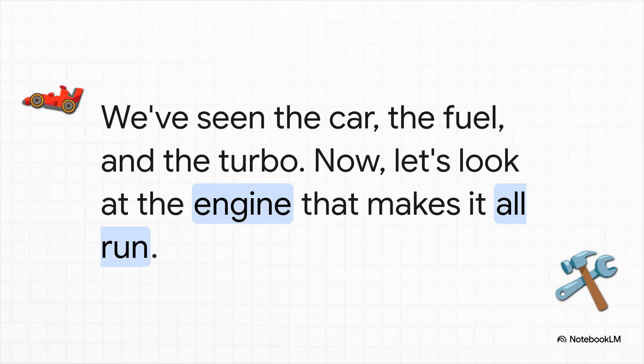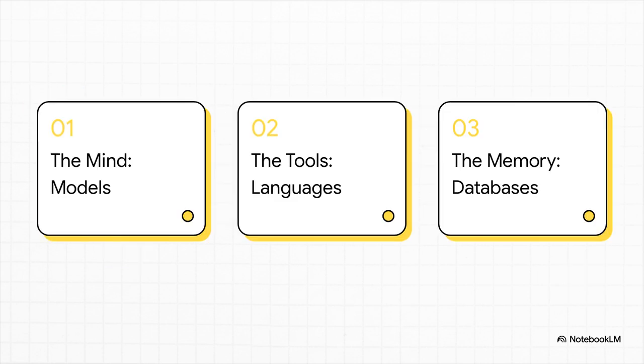Think of modern finance as this incredible high-performance race car. We've talked about the car itself, the fuel, the turbo, but now it's time to get our hands a little dirty. We're diving into the engine room to see the complex system of models, code, and data that actually generates all that power. And we're going to break this engine down into three main parts.